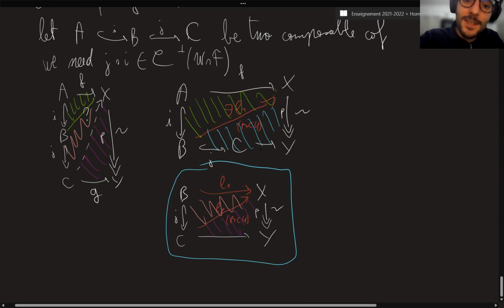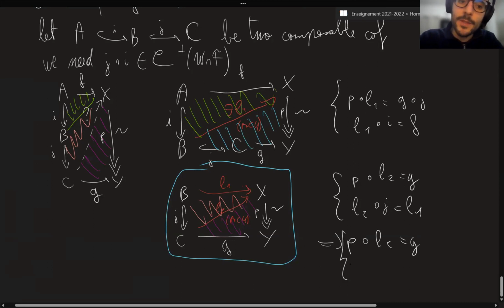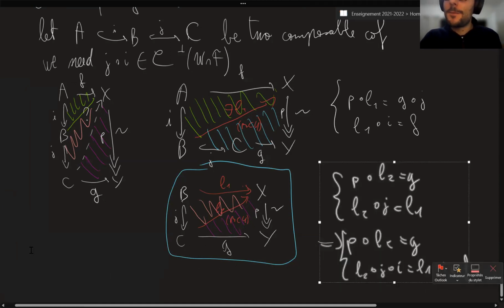Let's see, this is F and G. So we have P circle L1 is G circle J, and L1 circle I is F. And here we have P circle L2 is G, and we have L2 circle J is L1. So now you combine these equations, and you see that P circle L2 is G. Well, this is a purple triangle. And now L2 circle J circle I is L1 circle I is F. Okay. Bon. You can choose the proof you want. Personally, I prefer to view it as commutative diagrams because otherwise it's a nightmare. But if you are not convinced, then this is the proof.